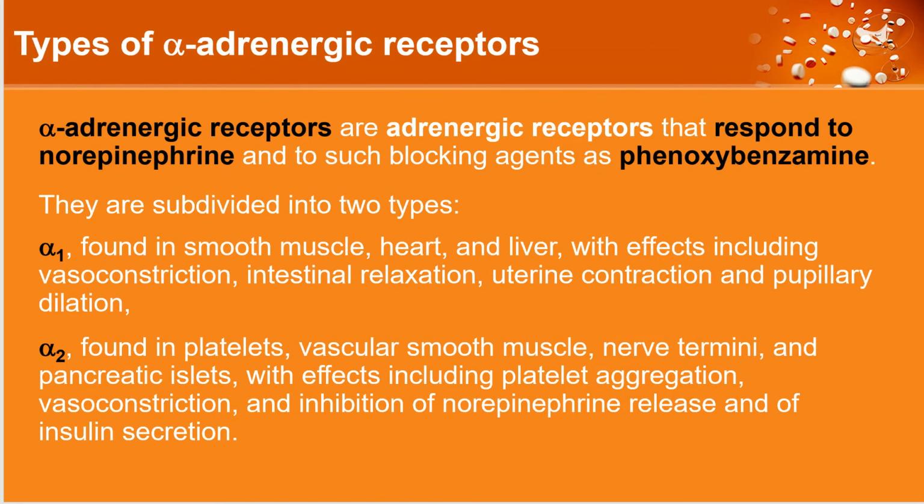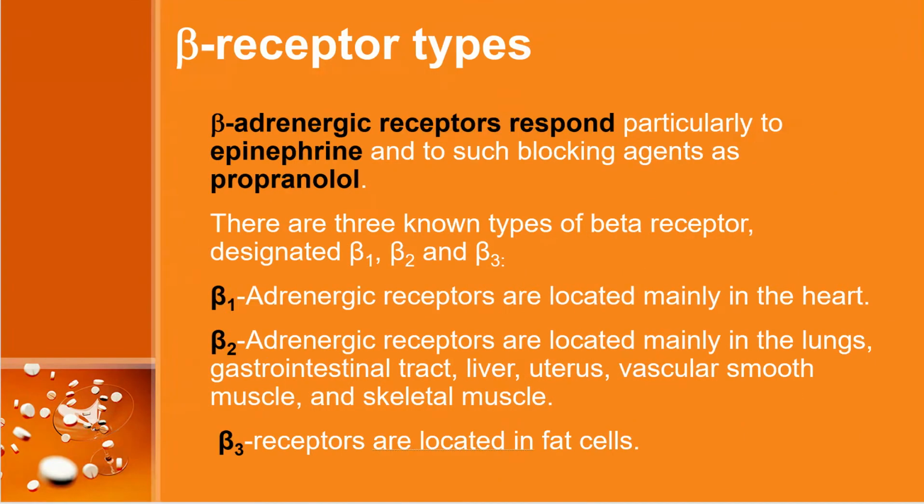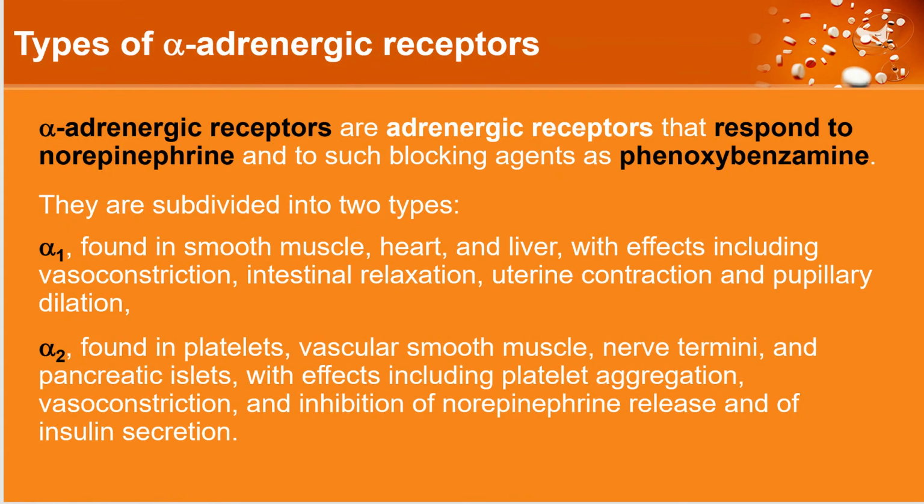So what are the types of adrenergic receptors? Alpha adrenergic receptors are adrenergic receptors that respond to norepinephrine and to such blocking agents as phenoxybenzamine. They are subdivided into two types. We have alpha 1, which is found in smooth muscle, the heart and the liver, with effects including vasoconstriction, intestinal relaxation, uterine contraction, and pupillary dilation, as opposed to alpha 2, which is found in the platelets and vascular smooth muscle, nerve termini, etc., with inhibition of norepinephrine release and of insulin secretion. So we have alpha 1 and alpha 2 located in these different areas.